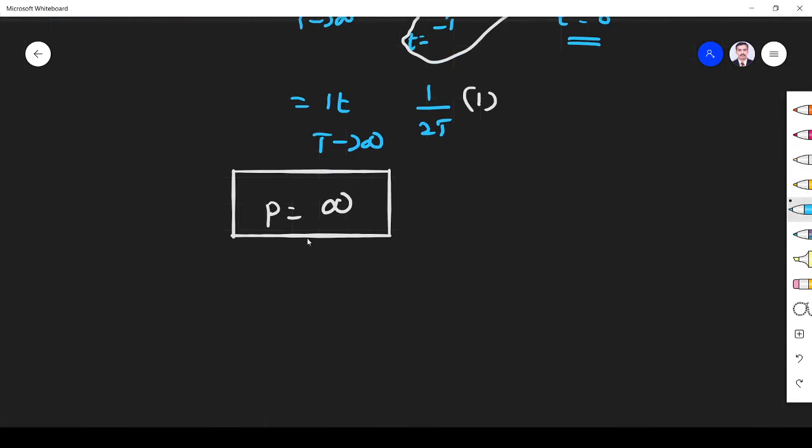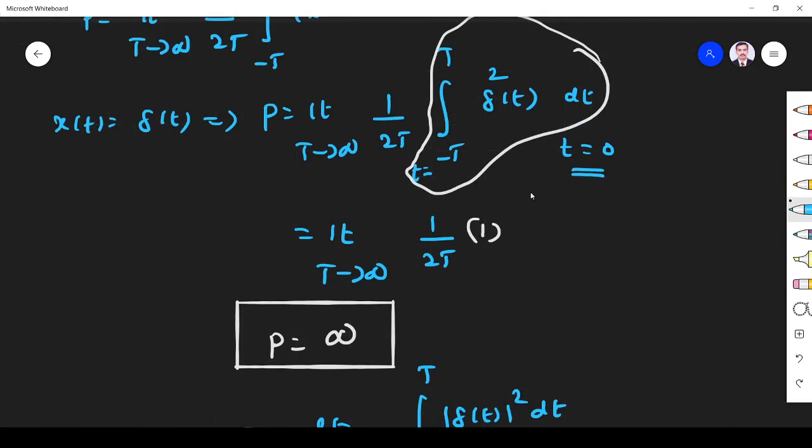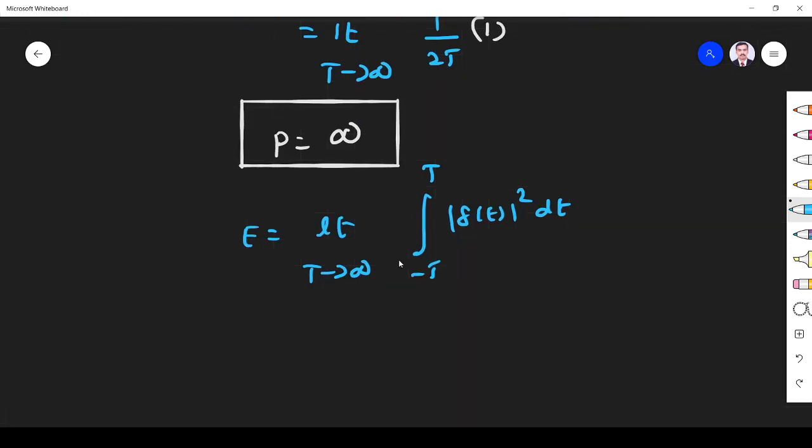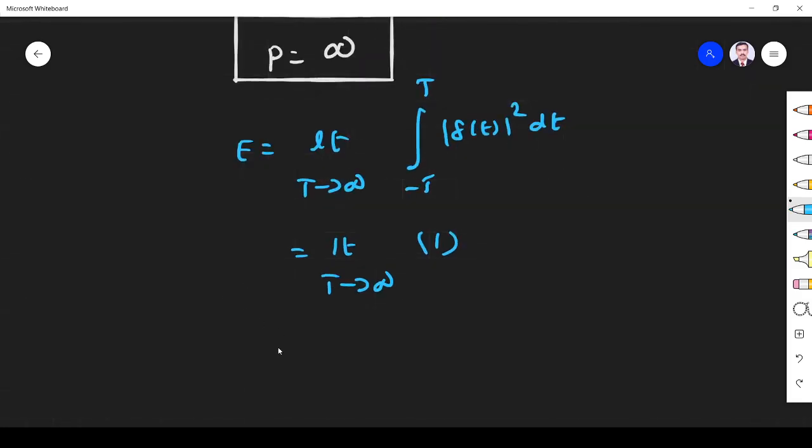Energy is given by E is equal to limit T tends to infinity, integral minus T to plus T, x of t squared, that is delta of t squared dt. So we found that the integral of delta of t squared from minus T to plus T is 1. You don't need to find it again, we already found that. So it is 1. The integral is a constant, so you cannot apply the limit. So my E is equal to 1.